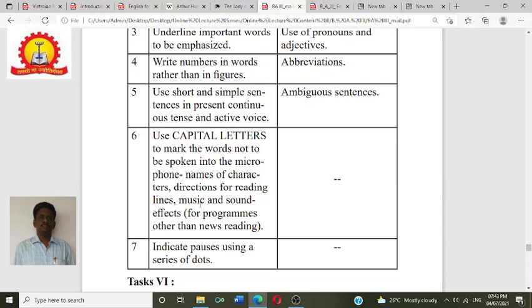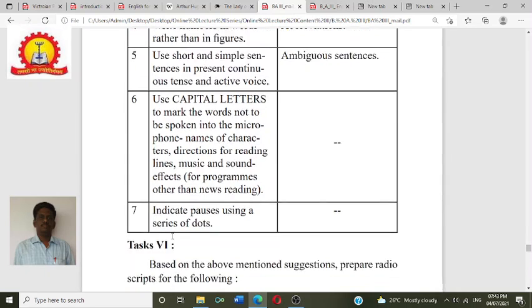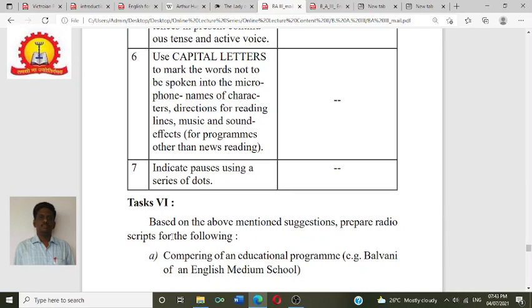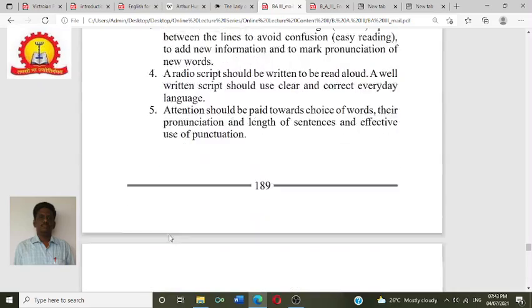Then use capital letters to mark the words not to be spoken into a microphone, names of characters, directions for the reading lines, music and sound effects for programs other than news reading. So we should use capital letters to mark the words not to be spoken into the microphone. And the last do is indicate pauses using a series of dots. So you can mention pauses with the help of a series of dots. So these are the do's and don'ts.